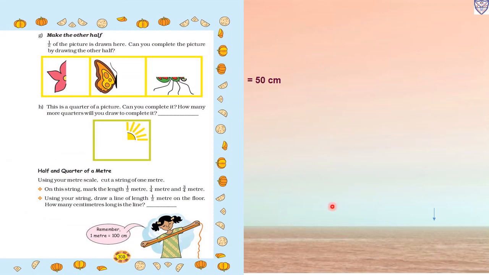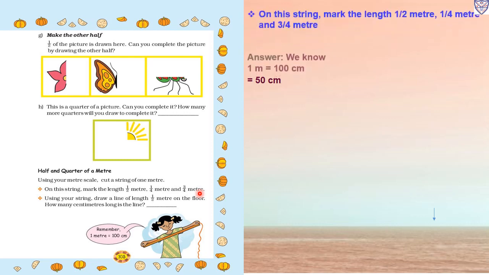Now half and quarter of a meter. Using your meter scale, cut a string of 1 meter. So 1 meter equals 100 centimeter. Okay, this we know, 1 meter equals 100 centimeter. Now on this string, make the lengths half meter, 1/4 meter and 3/4 meter. So we have to mark the length.